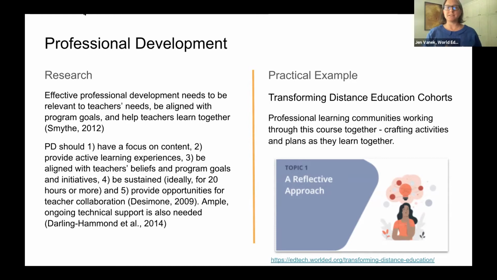The Transforming Distance Education course was funded by Octave. We created it last summer, and it is a series of modules that covers topics that represent the range of considerations you might need in order to create or beef up or scale up a distance education program. They're online on the website. The link just got chatted, and teachers can engage with these independently.